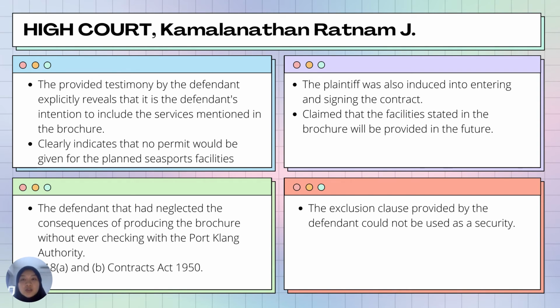The exclusion clause provided by the defendant could not be used as a security or a defense, as the sea sports facilities were the reason for the plaintiff to enter into the contract in the first place, and the defendant failed to provide the promised facilities.